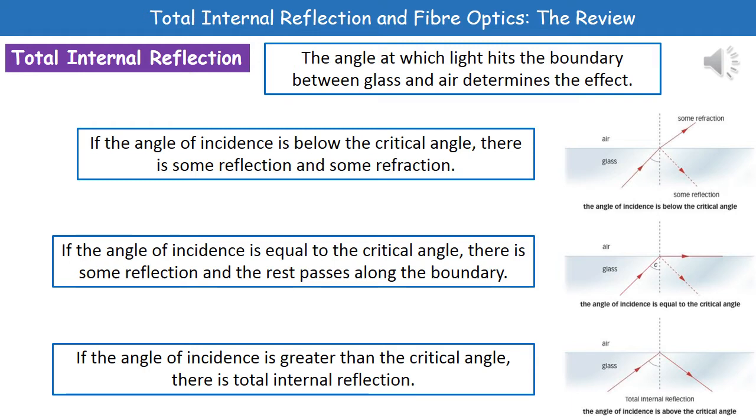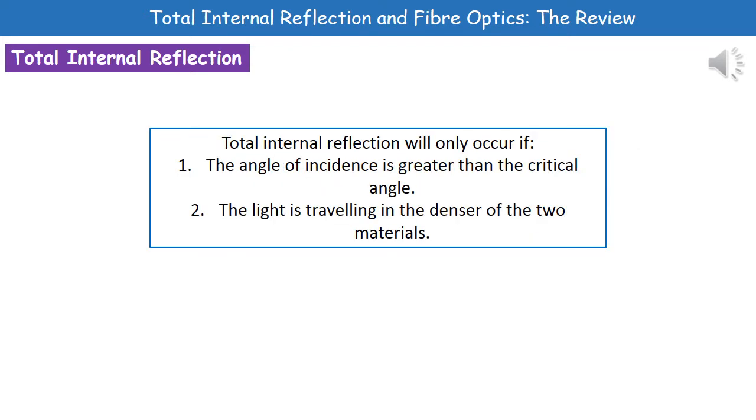In the final example, if the angle of incidence is greater than the critical angle, then we get something called total internal reflection. That just means that all of the light is being reflected back inside the glass, so none of it is actually leaving to go into the air.